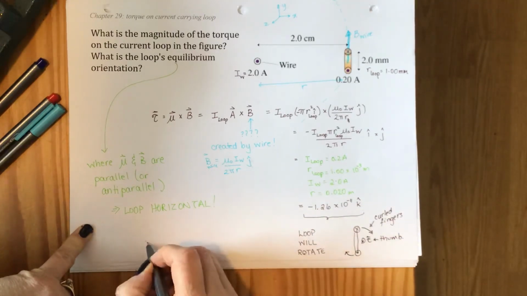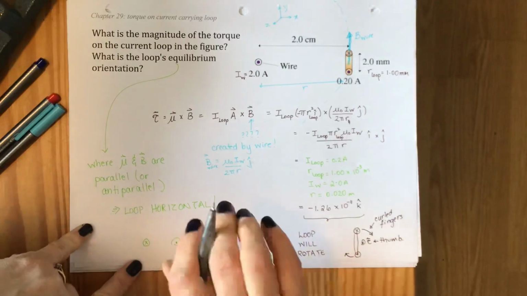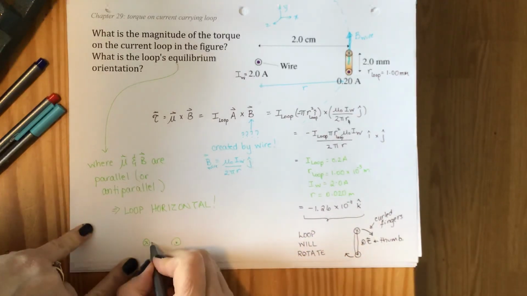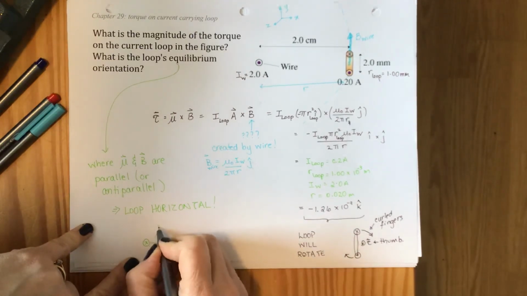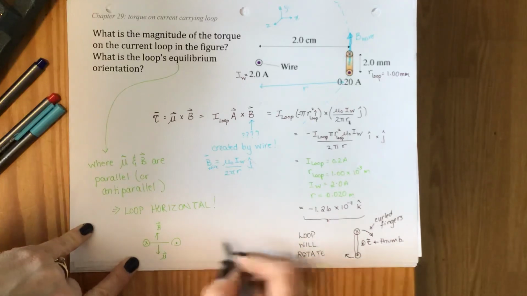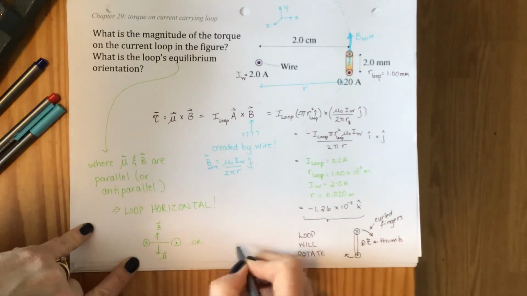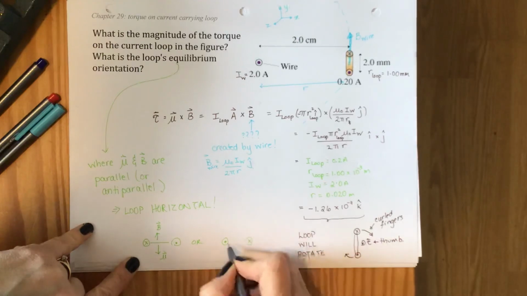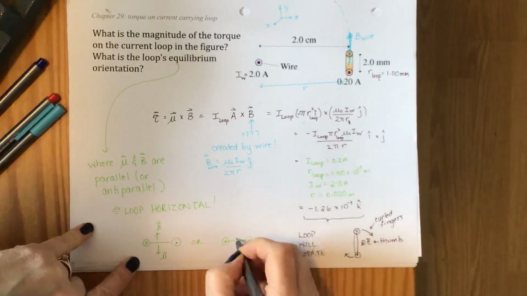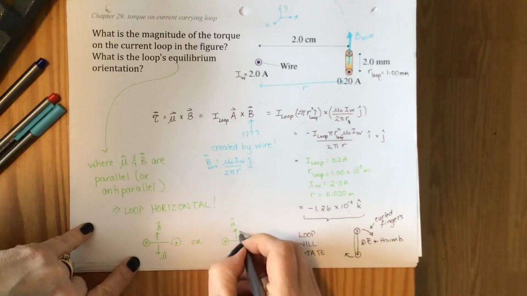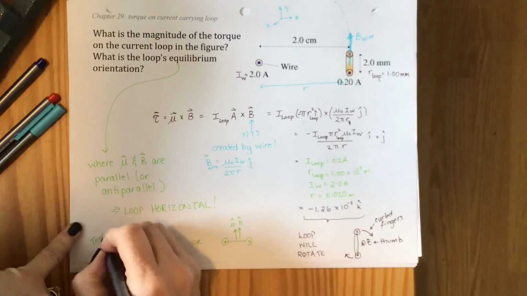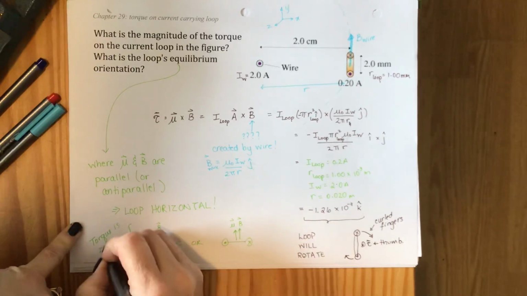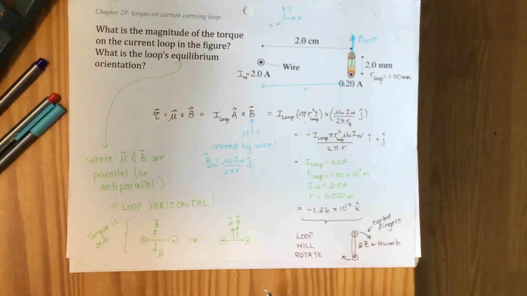So if you had your loop like this, then your magnetic moment would be this way, that would be mu. Your B would be this way, and in this case your torque would be 0. Or if you had your loop kind of flipped by 180, so your loop looked like this, now your magnetic moment would point up and your B would point up, and in both cases torque is 0. So if your loop is horizontal, then it's in equilibrium because it would not tend to rotate if we let it go when it was like that.